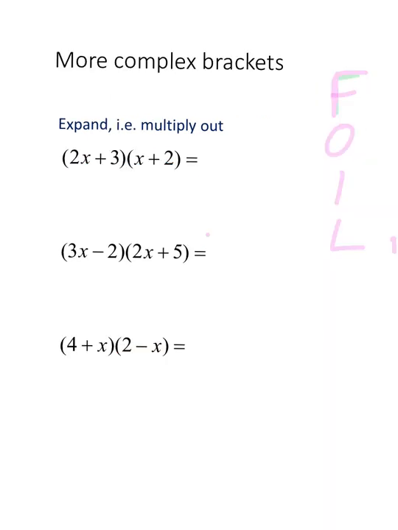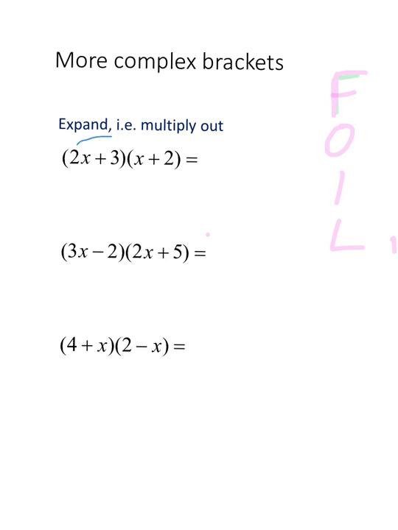So here's some that basically follow the same principle. So using FOIL, but you've just got to remember your signs and also that we've got a coefficient of x. So in the first example, a 2x. So think about these, have a go and then check your answers.